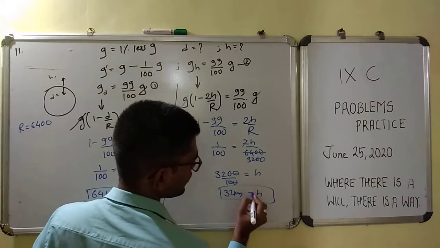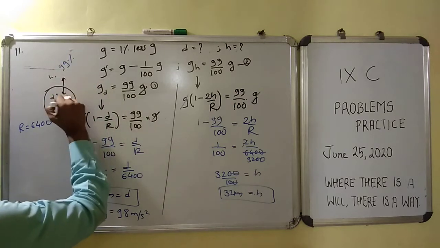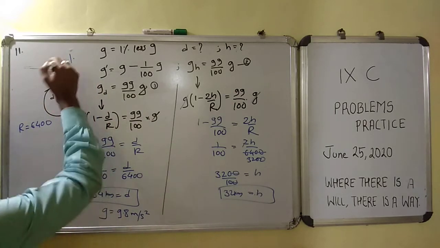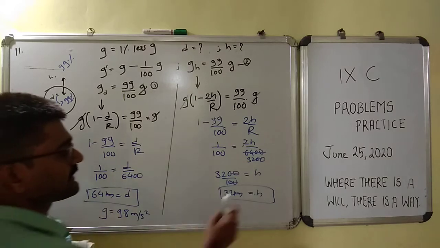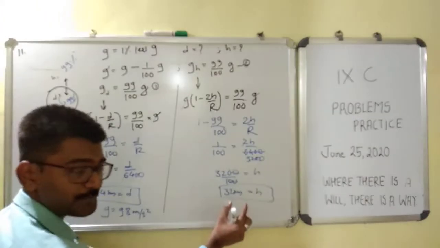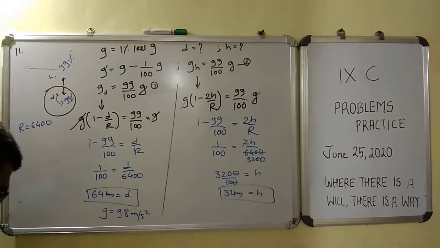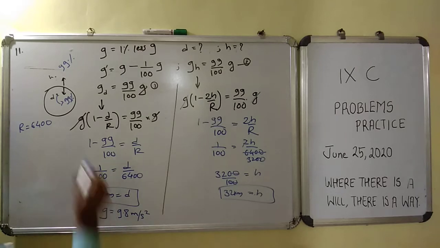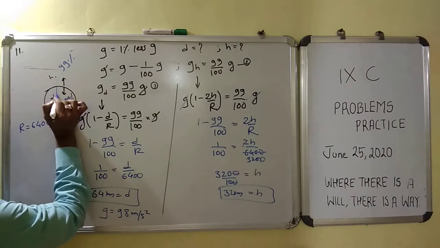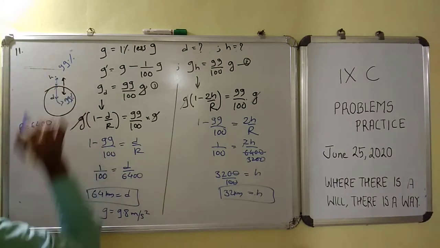So what you have learned from this question is that the value of g is the same, 99% here and 99% there, but the value is reduced far more quickly at height. It has become 99% at only 32 kilometers, whereas it took 64 kilometers downside. The distance is more at the bottom: this is 64 kilometers, and this is only 32 kilometers. This is small, this is big.